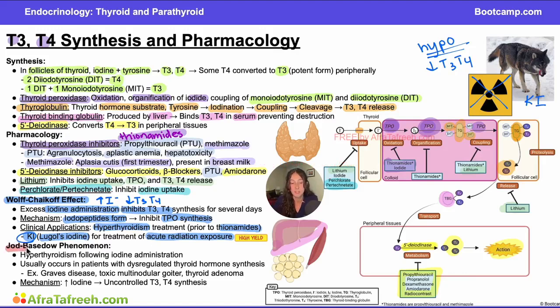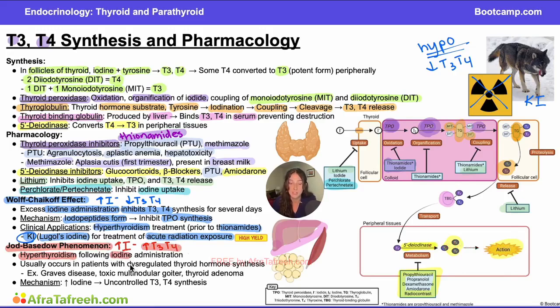The other effect that I want to talk about is the Jod-Basedow phenomenon. And the Jod-Basedow phenomenon is the direct opposite of the Wolff-Chaikoff effect in that we are administering exogenous iodine, but this is actually going to lead to an increased production in T3 and T4. So directly the opposite effect of the Wolff-Chaikoff effect. This is going to lead to hyperthyroidism following our iodine administration, so increased T3 and T4 production.